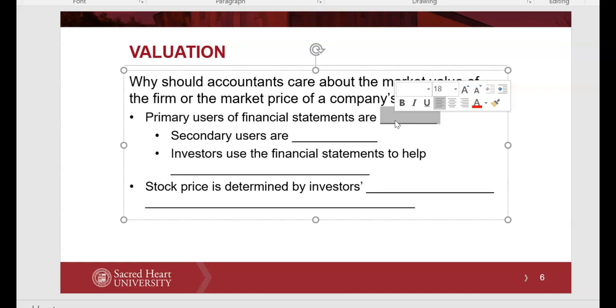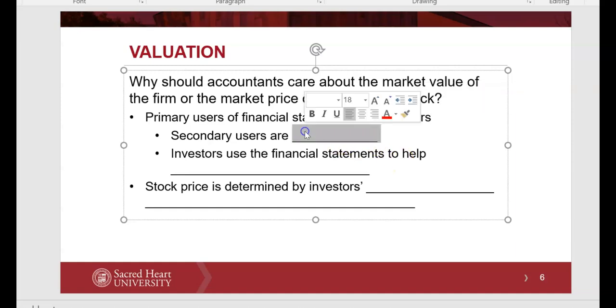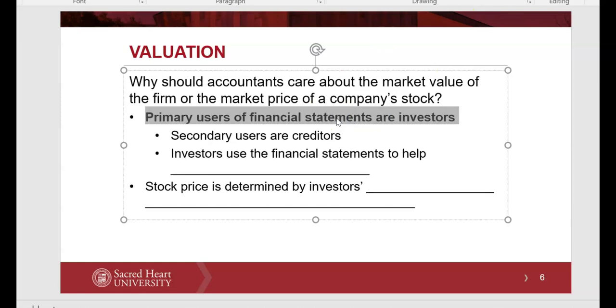Well, the primary users of financial statements are investors. The secondary users are creditors, those who lend to the company and want to ensure that the company makes enough cash so that they can get their interest and repayment of principal. But financial statements are geared towards those investors. I've always looked at financial statements just because I'm curious about how that company is performing. How did performance change over time?